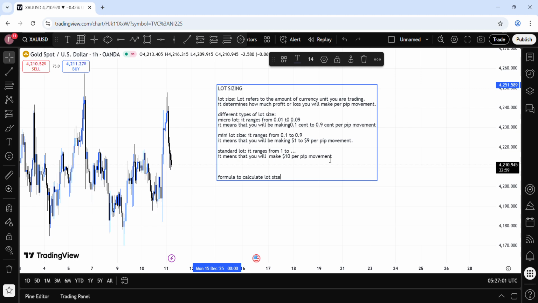To determine the lot size we want to use, there is a formula to calculate it, which is our risk, how much we are willing to risk, divided by our SL number of pips.